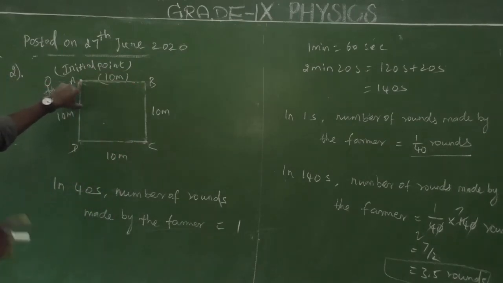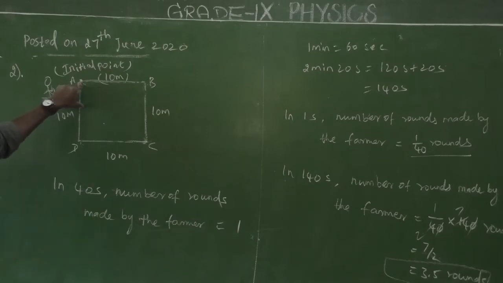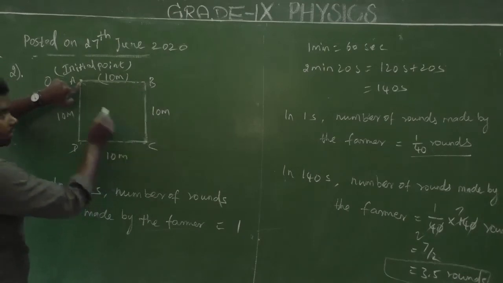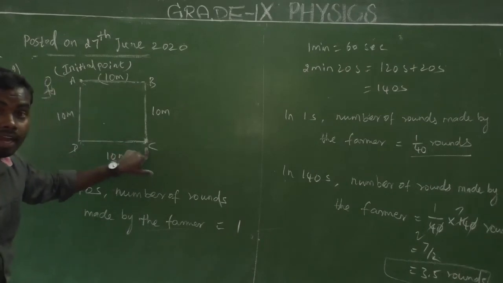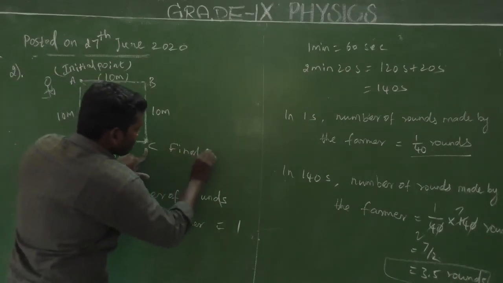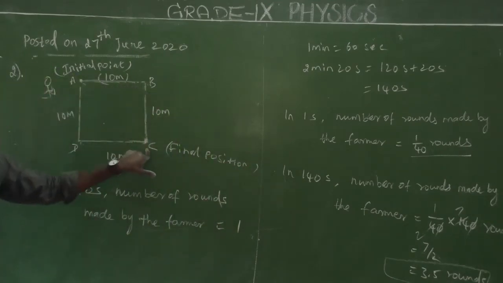Here the farmer completed how many rounds? 3 rounds completed. So what is the total round? That is 3.5 rounds. So this is a quarter and this is a half. So C is considered as the final position of the farmer. Is it clear? C is the final position of that farmer. Very simple.